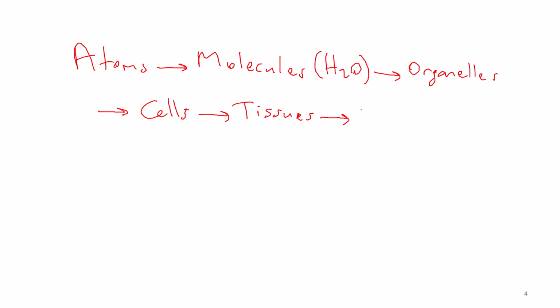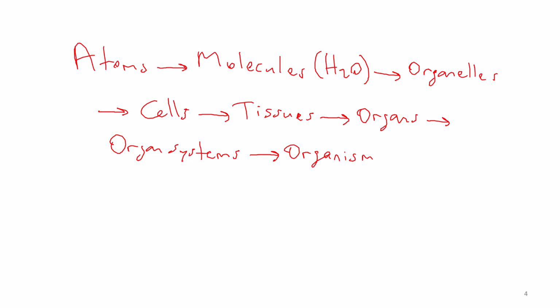When tissues get together, they form organs. Organs that work closely with each other form organ systems. And finally, all the organ systems together make up an organism. All right, feel free to pause here so you can copy this down.